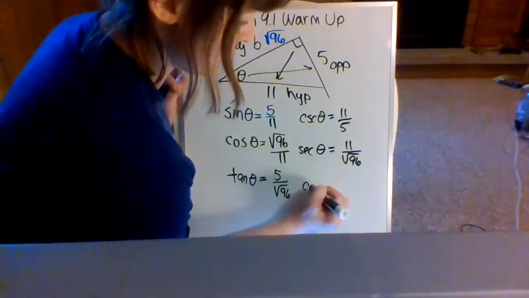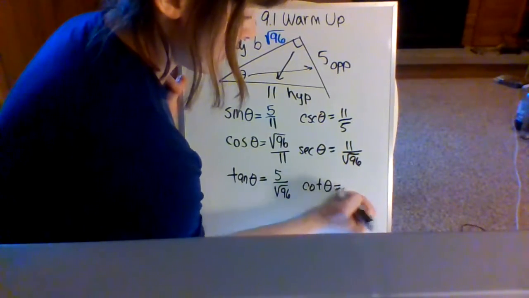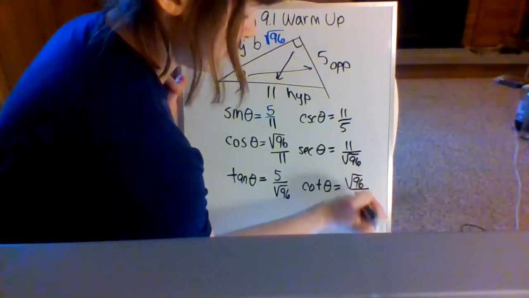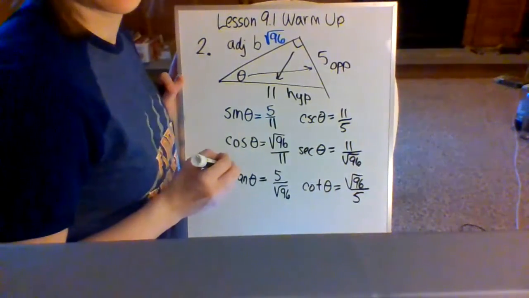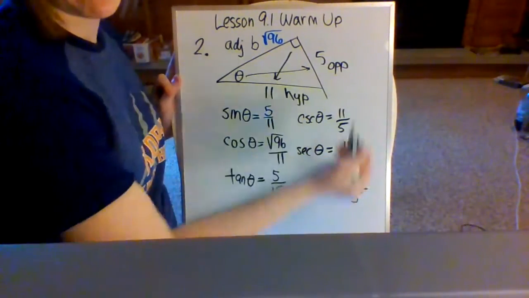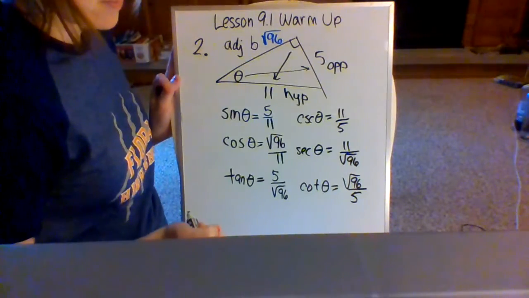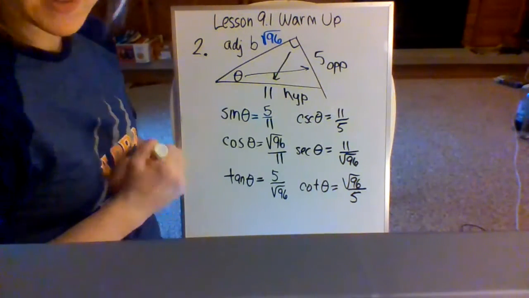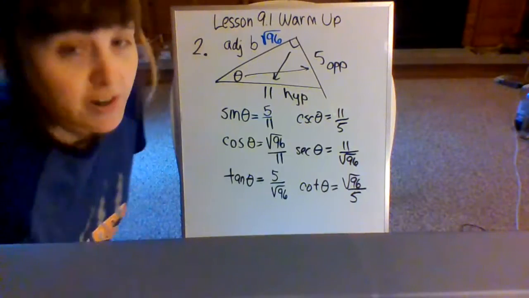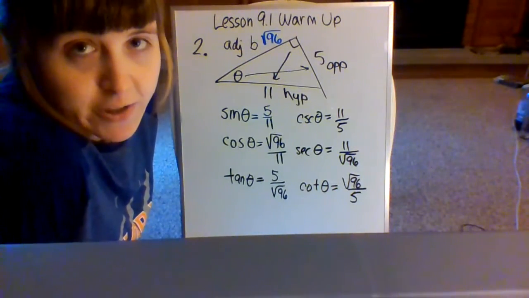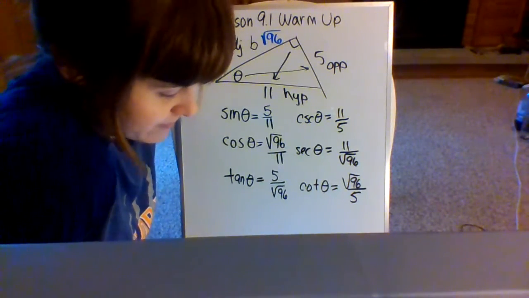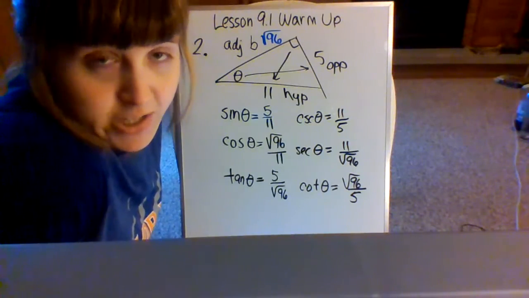And cotangent is square root 96 over 5. So those are the 6 trig functions for this triangle. Okay. Alright, next we're going to have to use our calculators to find missing sides and angles using sine, cosine, or tangent.